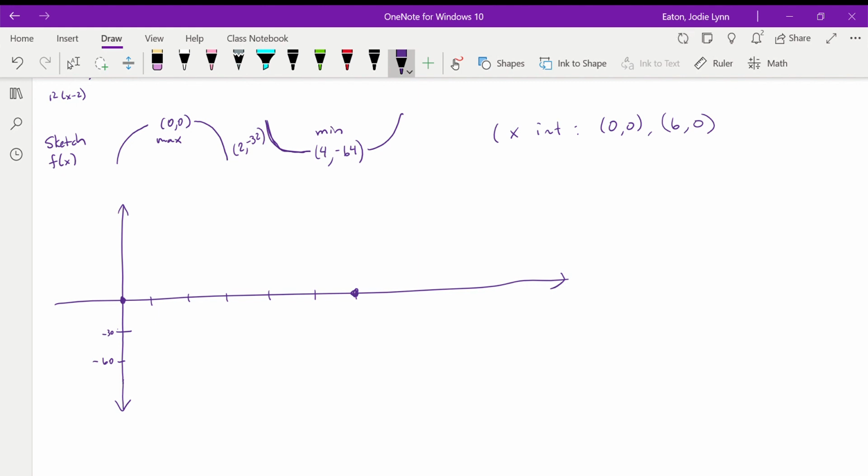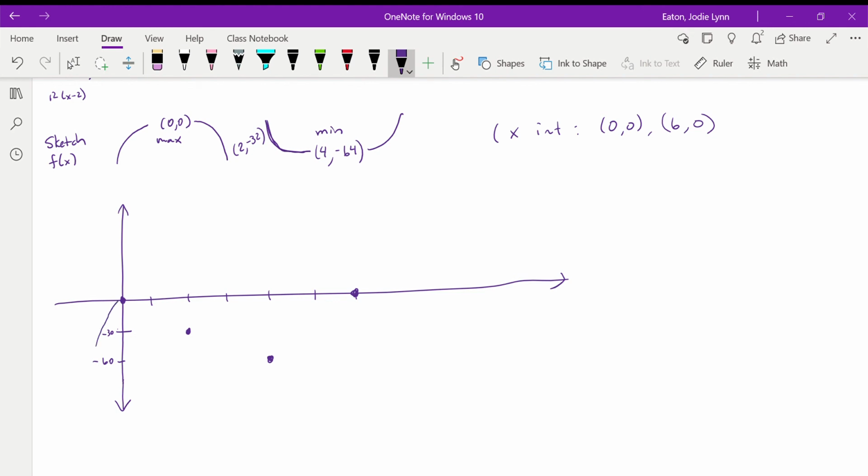I am going to throw in my point of inflection, which is here at 2 comma negative 32, so just a little below negative 30. I've got my 4 comma negative 64 for my local minimum, which is maybe even a little closer to being at negative 60. That 4 won't be super noticeable. And then I've got my other x-intercept. That could probably be a little over to be a 4. Yeah. Okay. So now I'm going to sketch my graph using my important points.